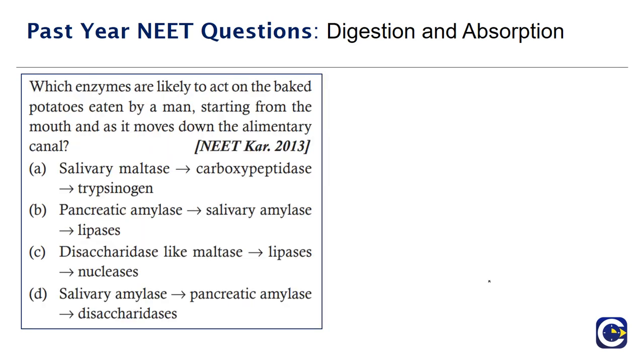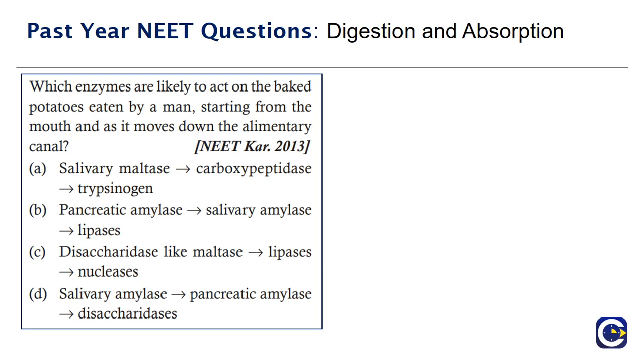Which enzymes are likely to act on baked potatoes eaten by humans starting from the mouth as it moves down the alimentary canal? Okay, we know the mouth is where digestion starts. So we have been given the options: salivary maltase, carboxypeptidase, trypsinogen; pancreatic amylase, salivary amylase, lipases; disaccharidases like maltase, lipase and nuclease; salivary amylase, pancreatic amylase, disaccharidase.